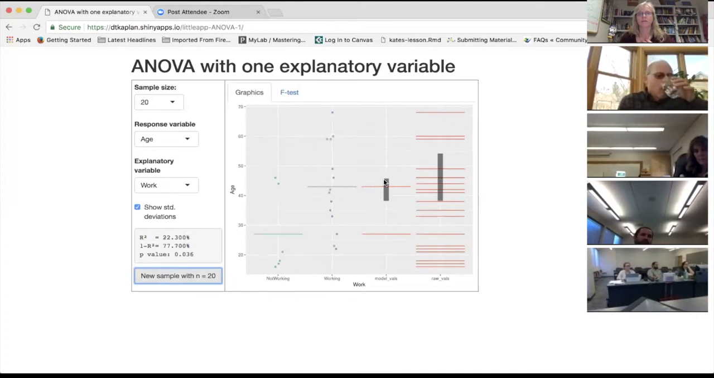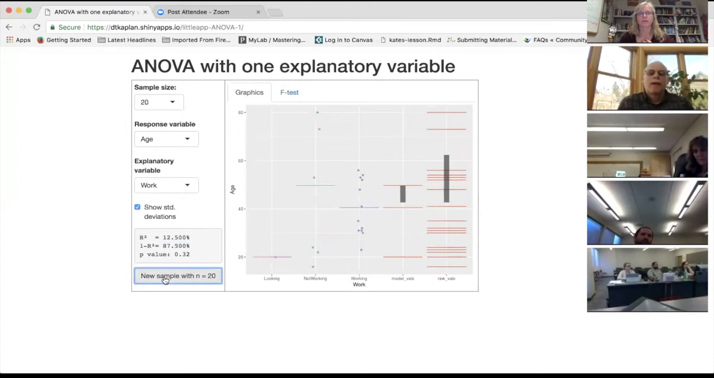And again, you can see that this one looks like it's really good. 22% is explained and only 77% is not explained. Notice the line is much longer here than it is for this one. And we can keep looking at those different things. So now you would ask yourself, well, how do we know if it's significant? And so that's what the p-value represents.